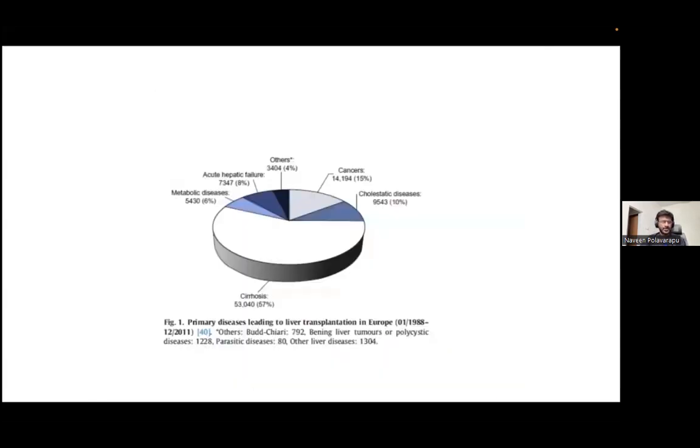Okay, so another depiction to show that cirrhosis is the most common reason why we do transplantations. Acute liver failure accounts for about 8% of the population, and cancer is about 15%. But the majority, 50% or even 60% of transplantations, are done because of cirrhosis of the liver.